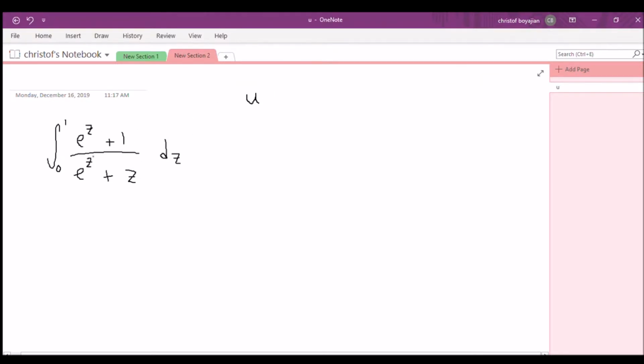All right, so let's set u equal to, now if you think about it, what's the derivative of our bottom here, our denominator? Let's go ahead and make that our u. So that way, when we take the derivative with respect to z, we should get, remember, the derivative of e to the z with respect to z is just e to the z, and the derivative of z is just going to be 1. This is multiplied by dz.